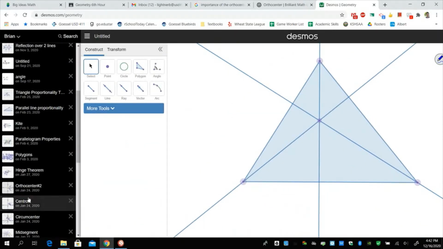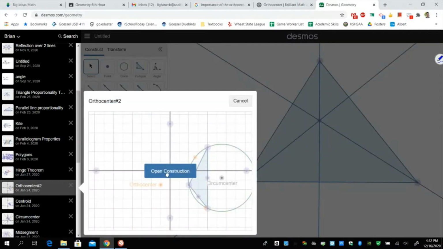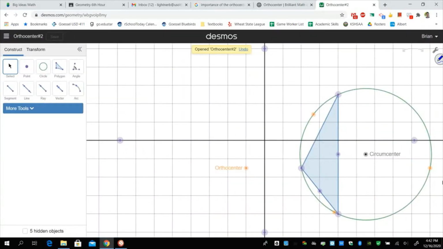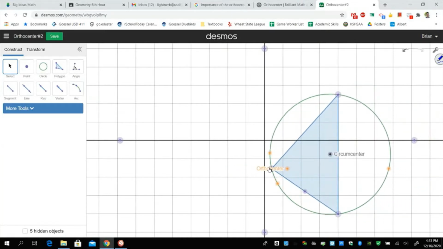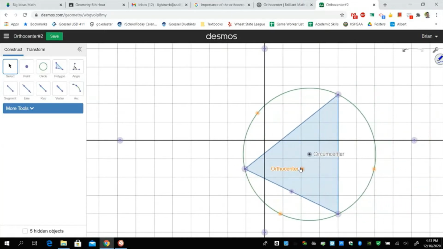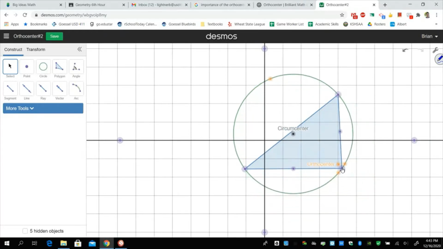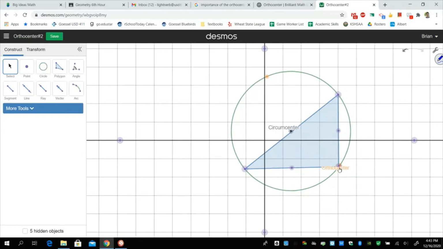Kind of the unique thing that happens with the orthocenter is that if you reflect the orthocenter over any one of the sides of the triangle, it's going to land on the circle that is formed by the circumcenter. Okay, so watch this. So these little orange dots here, these are the reflections of this orthocenter over this side, and it lands here. So no matter what kind of triangle I have, if it's a right triangle, they all meet together there.